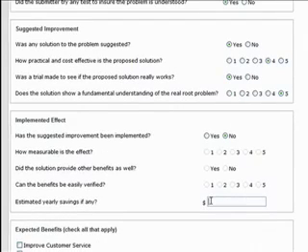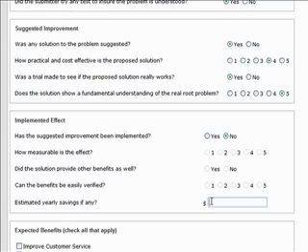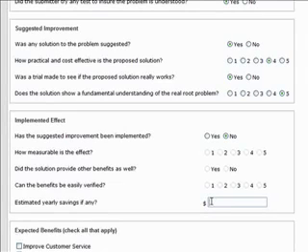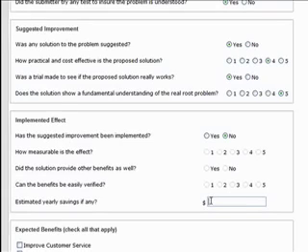The Implemented Effects section applies to ideas that have already been implemented. The answer to the first question determines the need to answer the next three questions. If the idea has been implemented, then how easy will it be to measure the effect of the changes, and will there be other ripple effect benefits from the implementation, and can they be measured as well?